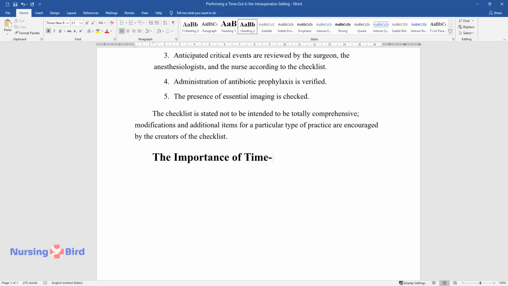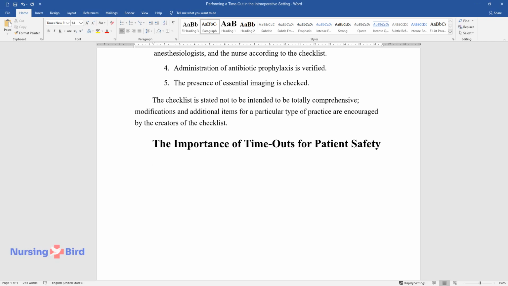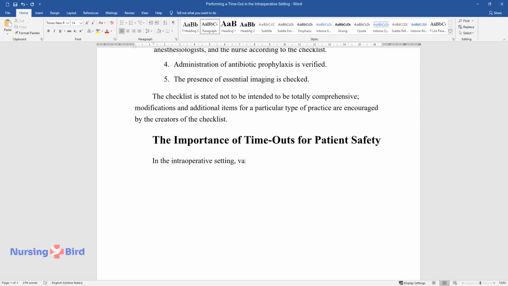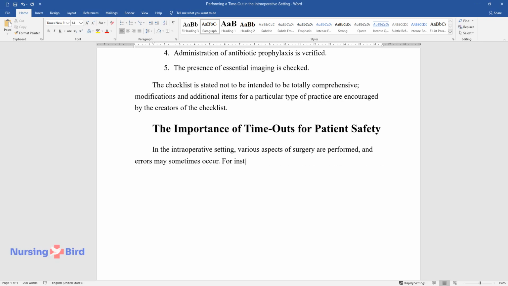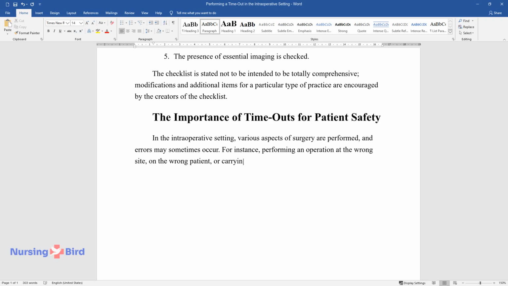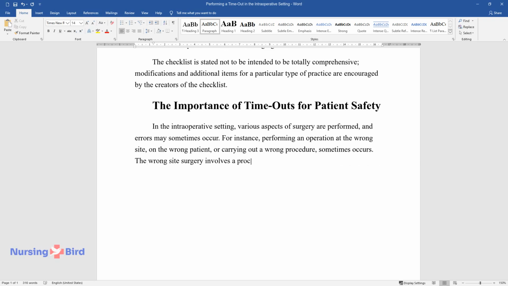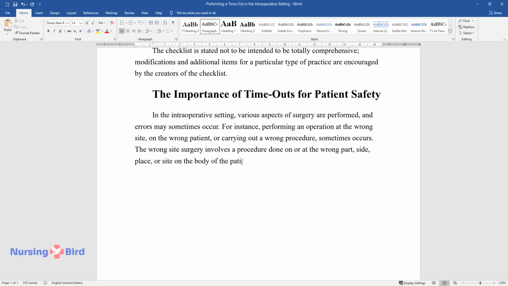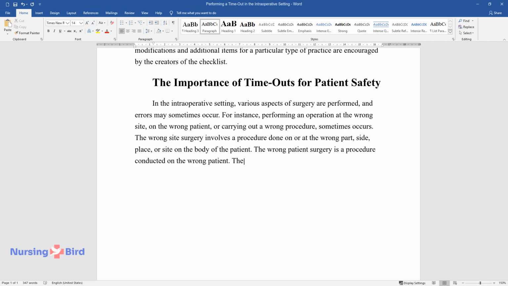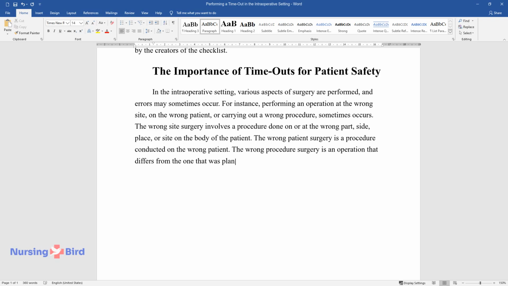The importance of timeouts for patient safety. In the intraoperative setting, various aspects of surgery are performed, and errors may sometimes occur. For instance, performing an operation at the wrong site, on the wrong patient, or carrying out a wrong procedure sometimes occurs. The wrong site surgery involves a procedure done on or at the wrong part, side, place, or site on the body of the patient. The wrong patient surgery is a procedure conducted on the wrong patient. The wrong procedure surgery is an operation that differs from the one that was planned for the patient.